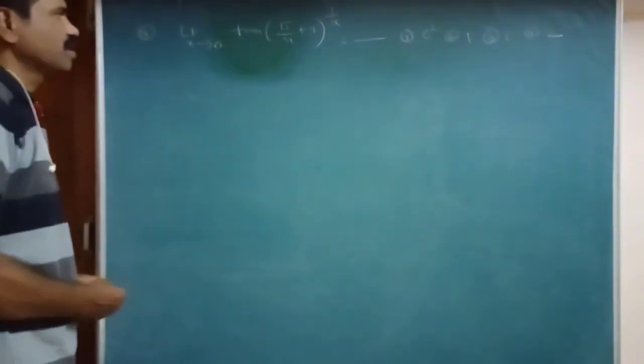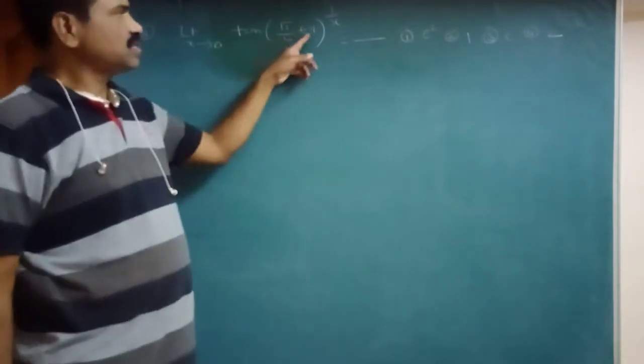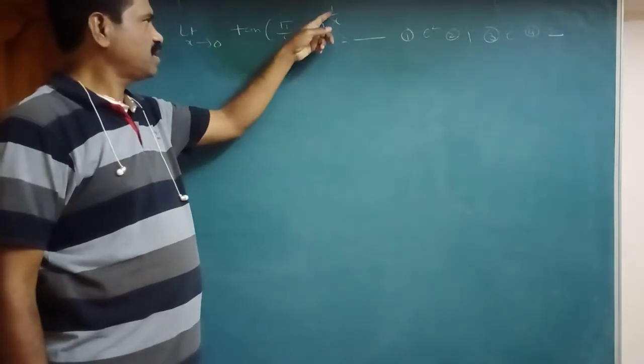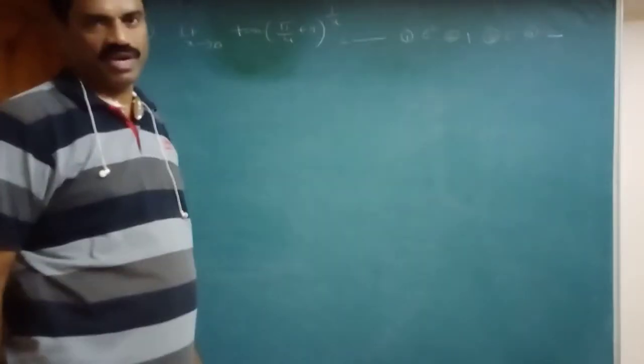See here, x equal to 0, substitute here. tan(pi/4) is 1, and 1/0 is infinity. It is also a 1 power infinity form.